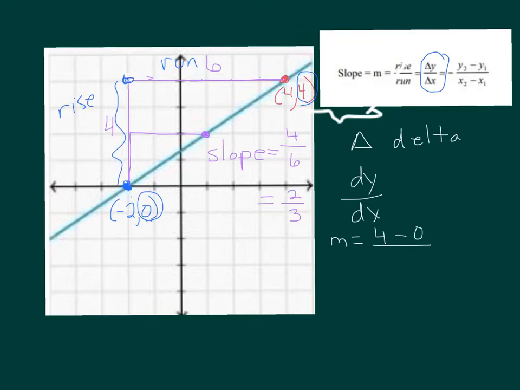For the x values, x2 is the second point's x value, so we're going to write a 4 in there, and x1 is the x value of our first point. Now be careful because that x value is a negative number, and so when we find the difference, we're subtracting -2. So 4 over 4 plus 2 is 4 over 6, or 2 over 3, and that's the same as the slope we found from the graph.